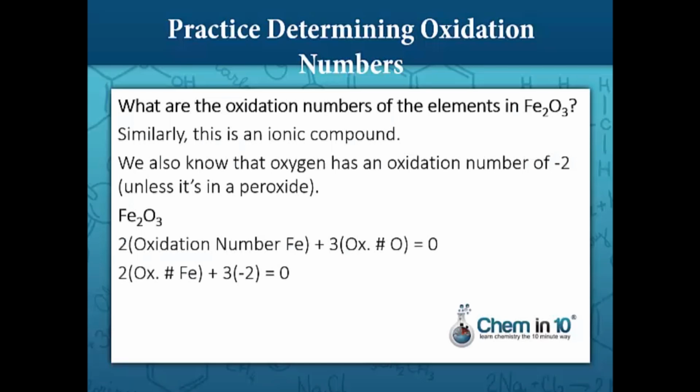We know that the oxidation number of oxygen is -2. So we have 2 times the oxidation number of iron plus 3 times -2 is equal to 0, or 2 times the oxidation number of iron is equal to 6. We divide each side by 2, and we get the iron as 3+.